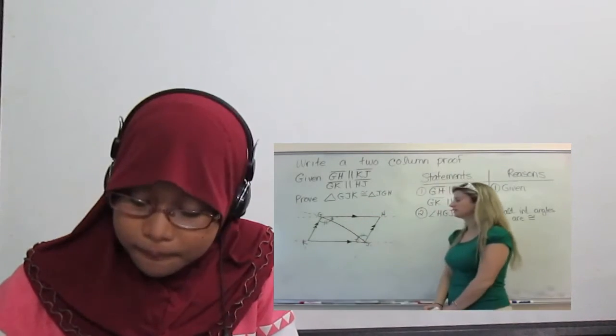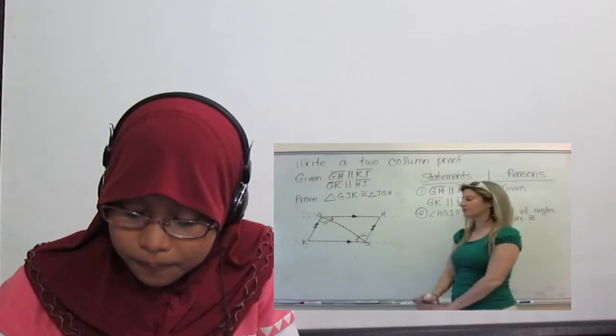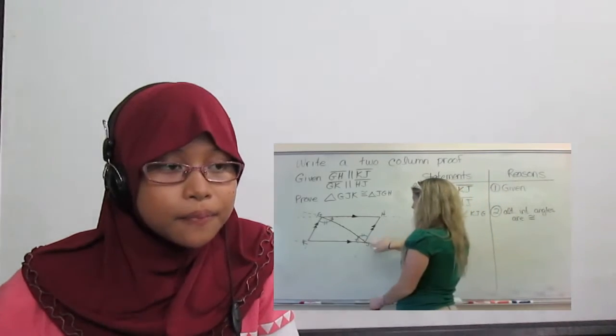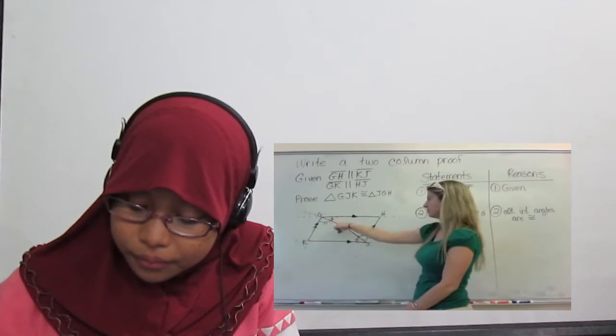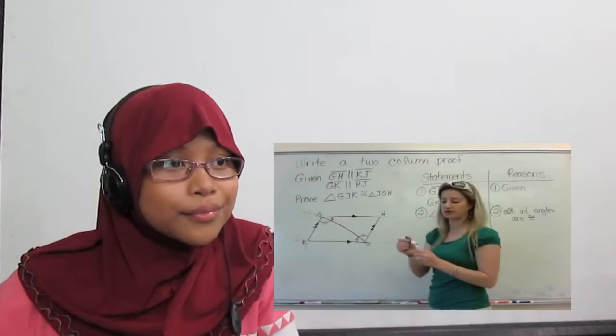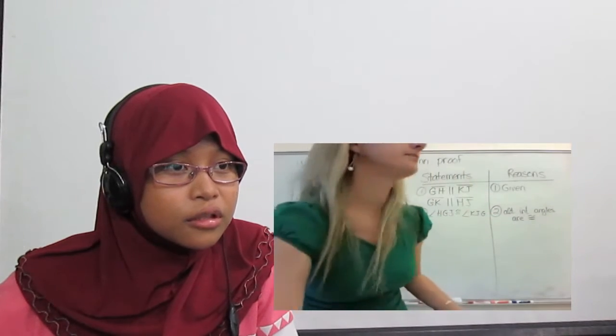Those are alternate interior angles now. Those two angles, angle HJG and angle KGJ, are alternate interior angles, so they're going to be congruent. So that'll be our next step.